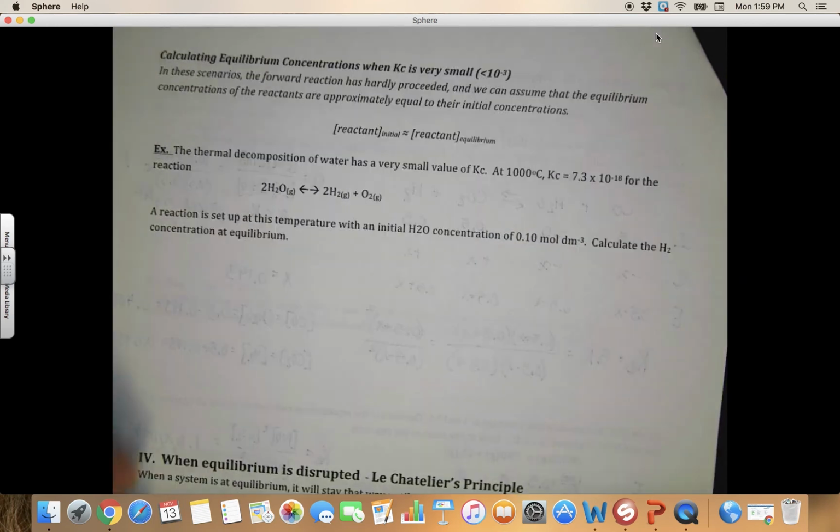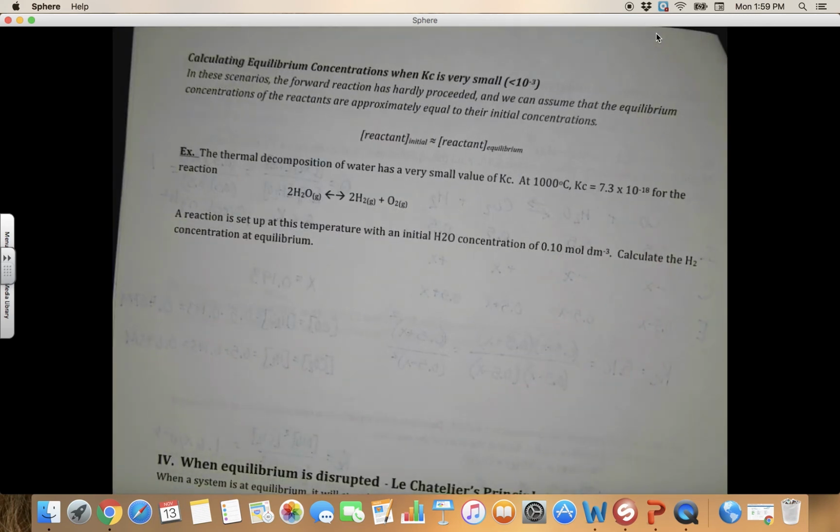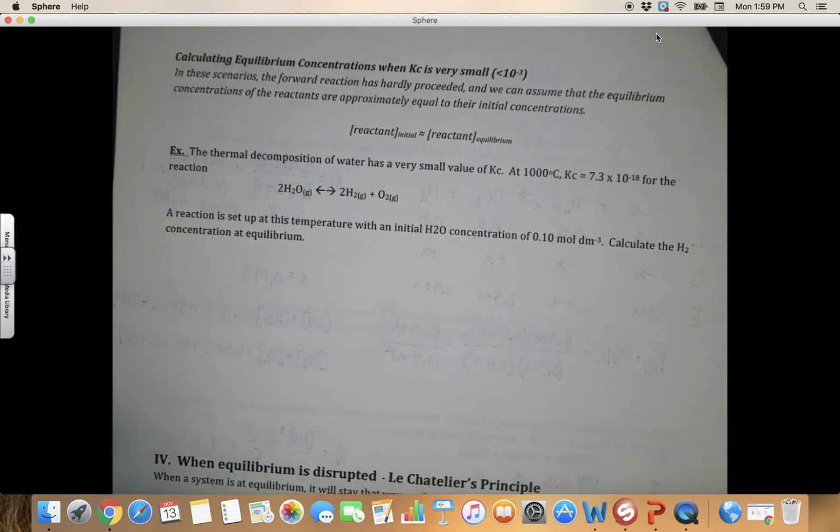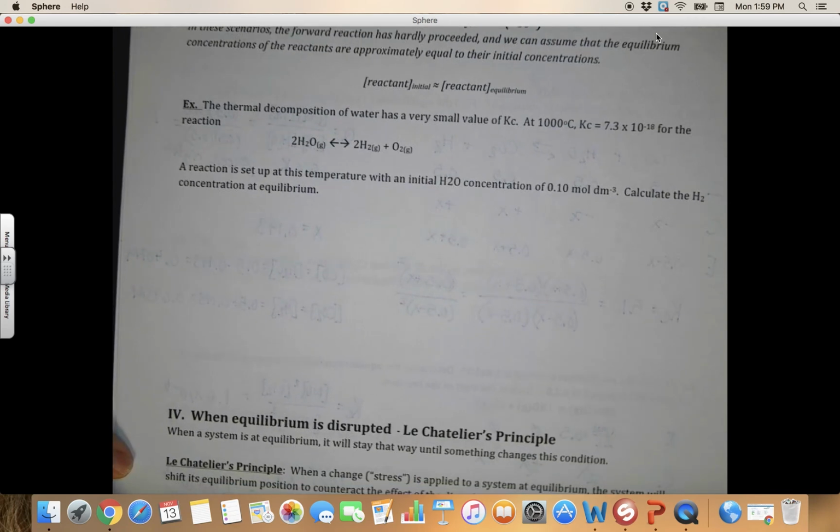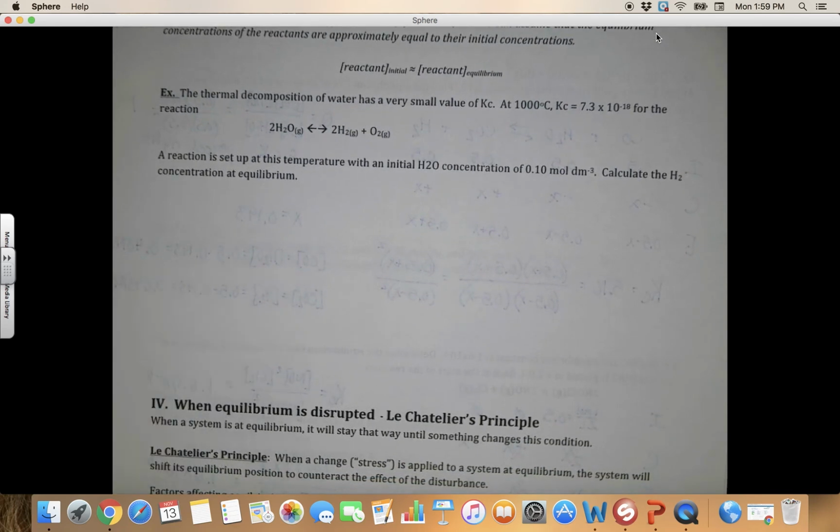Okay, here's your third case. And this kind of goes along with that second one. If Kc is really small, we can actually say, well, the forward reaction has hardly proceeded, so we can assume the equilibrium concentration of the reactants are approximately equal to their initial concentrations. So we've got this one. The thermal decomposition of water has a very small value of Kc.